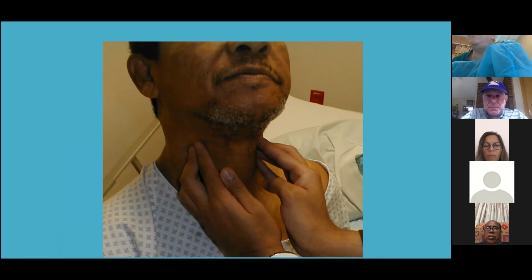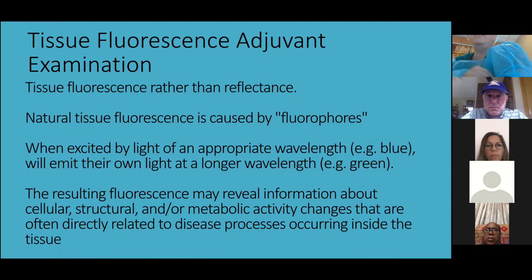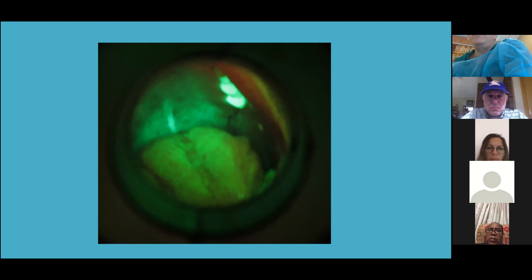Palpation of the neck should be bimanual. Other examinations that general dentists usually use, the oral surgeons don't use these as much, but for rapid screening of patients, tissue fluorescence using fluorophores, using special lights are commonly used by general dentists.